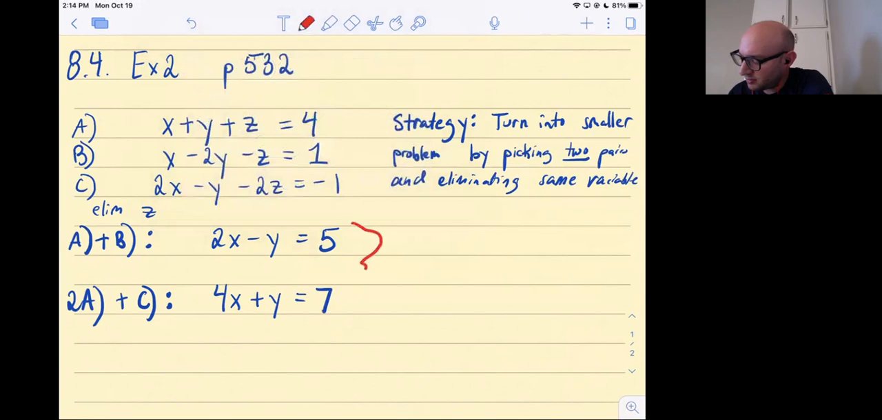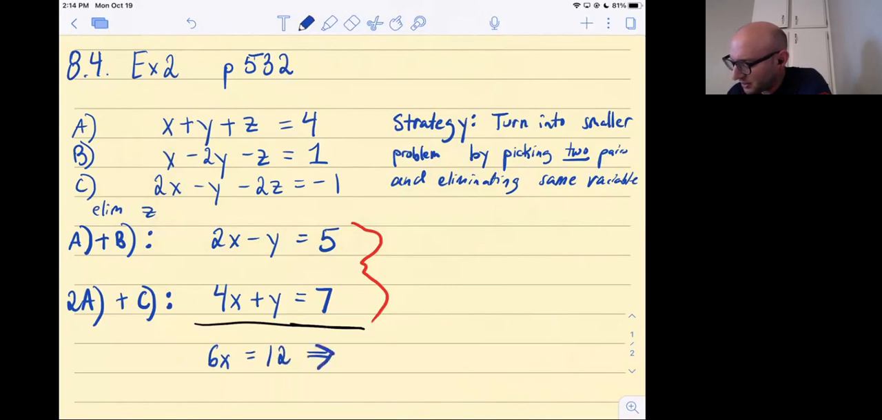So now we have a new system of 2 equations and 2 unknowns. And what's nice about this system? What's the easy way to solve this one? What's the easiest letter to eliminate here? Nice, nice. Yes, let's just get rid of the y. Just combine them. So we'll get 6x equals 12. That implies the following, that x is equal to 2.